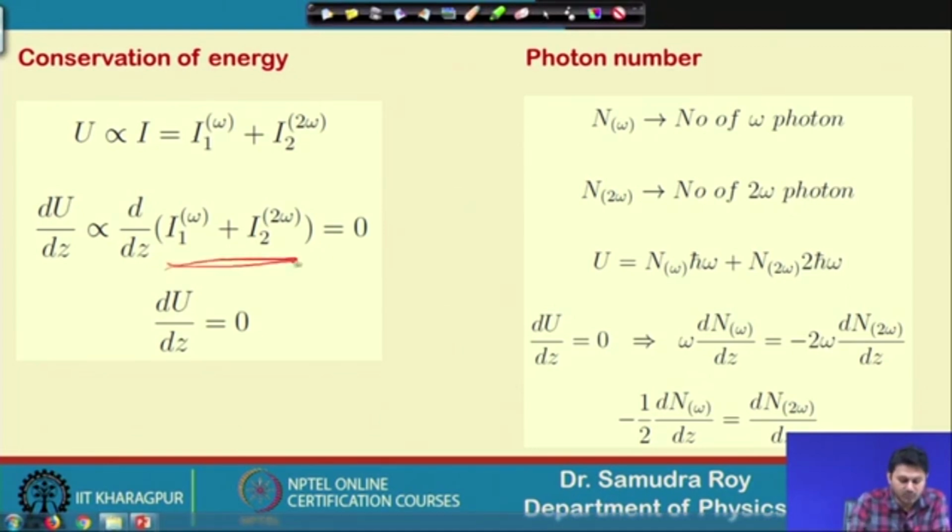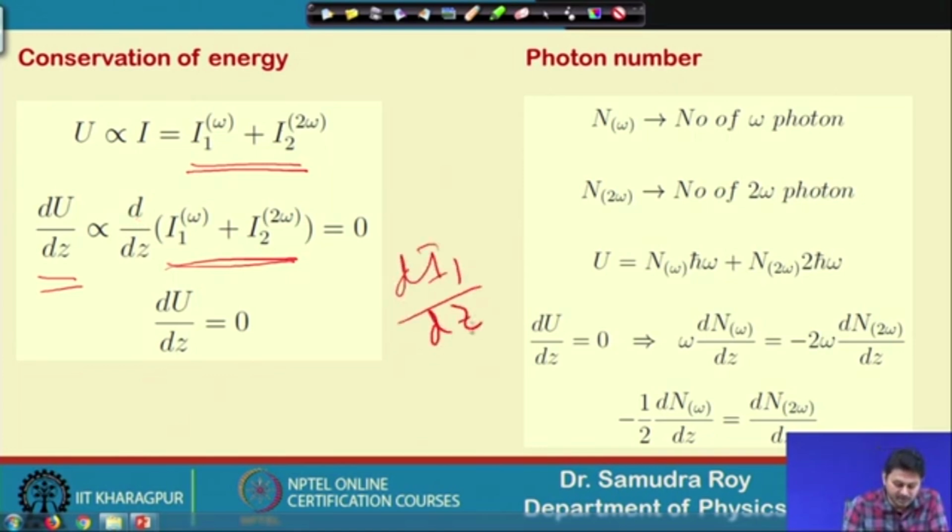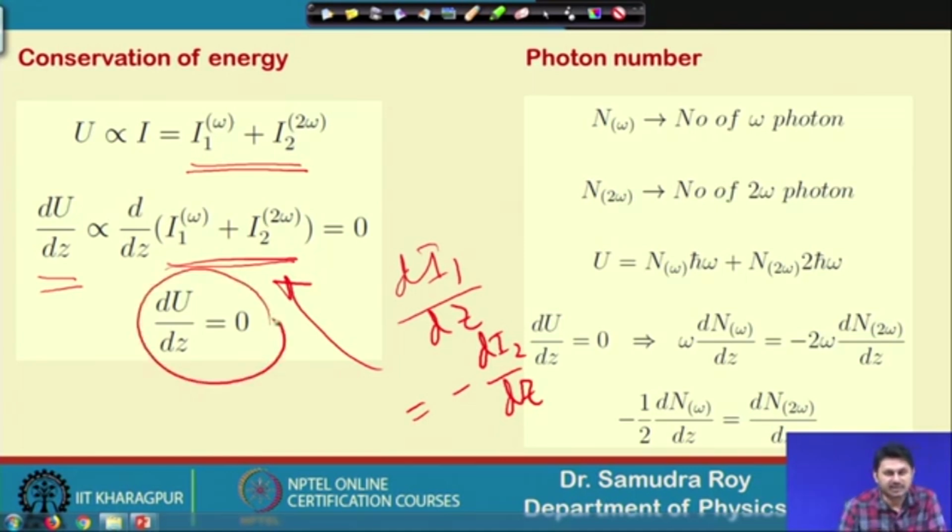So, I1 plus I2 is here. If I now take the total energy to be proportional to I, the rate of change of total energy is nothing but the derivative of I1 plus I2. Now, if I apply the Manley-Rowe relation, that dI1/dz is equal to minus dI2/dz, this quantity will be 0, and when this quantity is 0, we have an expression which suggests that energy is conserved. So, U, which is the total energy, is constant.